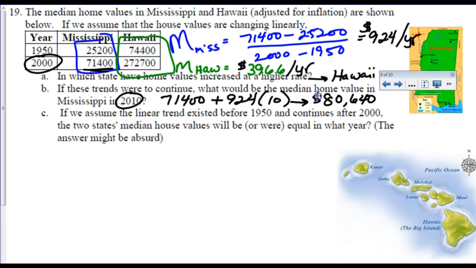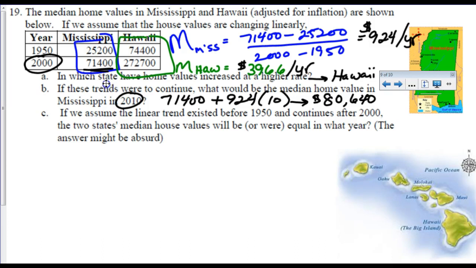And then part C says, if this trend existed even before 1950 and then continues after 2000, the two states' median home values will be or were equal in what year? And it says the answer might be crazy. So, yeah, I bet it is. All right, let's figure this out. I want to know when they're equal to each other. That means I have to come up with equations. I just have to make sure that the equation makes sense for when time is starting.